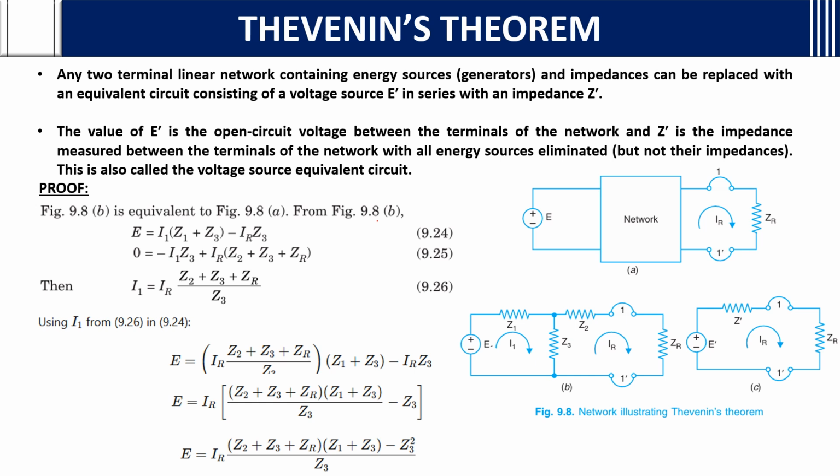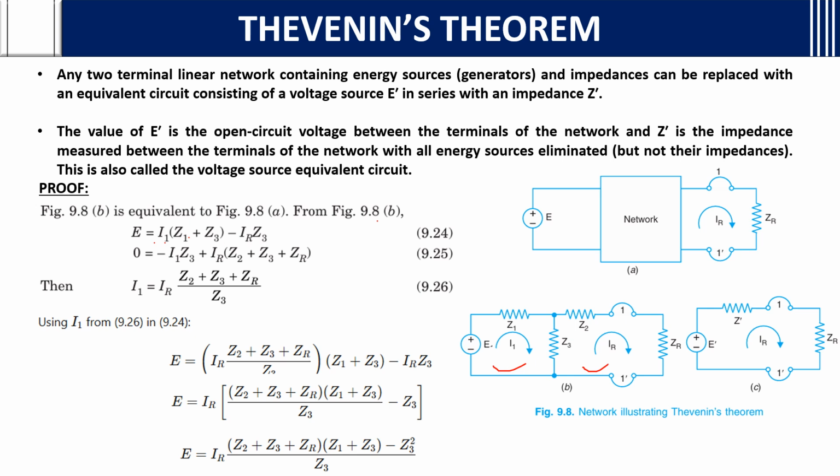Then if you write mesh equations for this: the first equation is E equals I1 into Z1 plus Z3, minus IR into Z3. The second equation is 0 equals minus I1 Z3 plus IR into Z2 plus Z3 plus ZR. I taught this in the previous topics, KVL and KCL. Using KVL you can write these equations. Here they have taken common terms. If you write it in an elaborate way, you will understand how these equations have come.